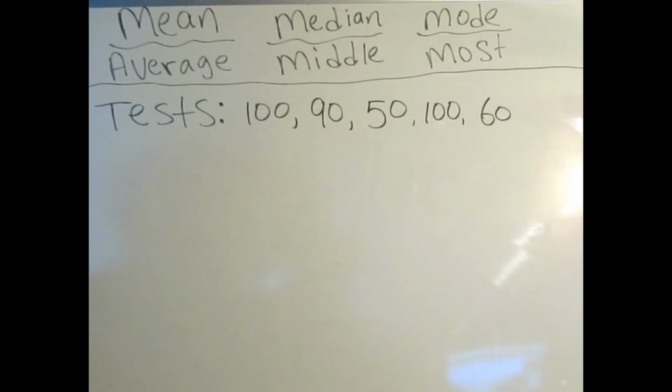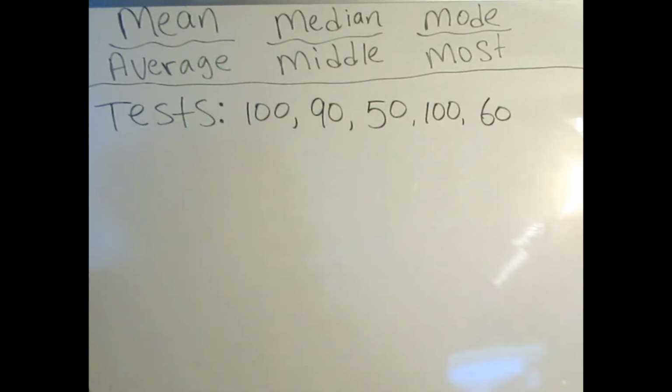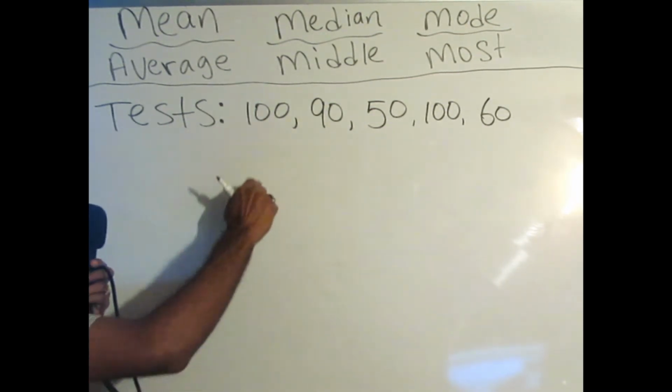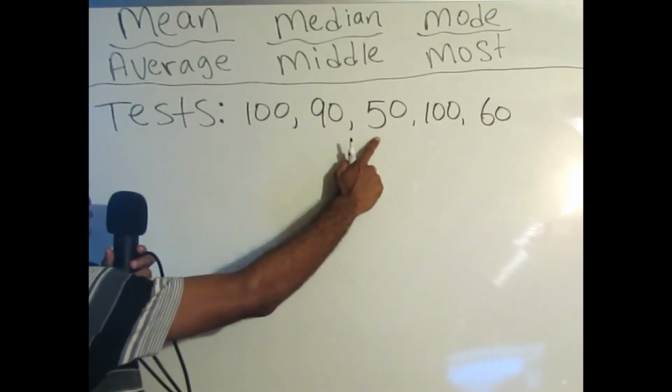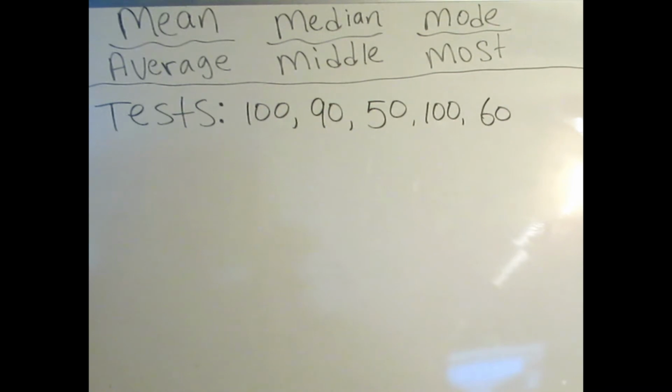So in order for us to find the mean, which is the average, there are two steps that you're always going to do. The first step is to add up all the numbers together, and the second step is to divide it by the number of tests that the student took. In this case it's 1, 2, 3, 4, 5, so the student took 5 tests. So, two steps, remember, in order for us to find the mean.